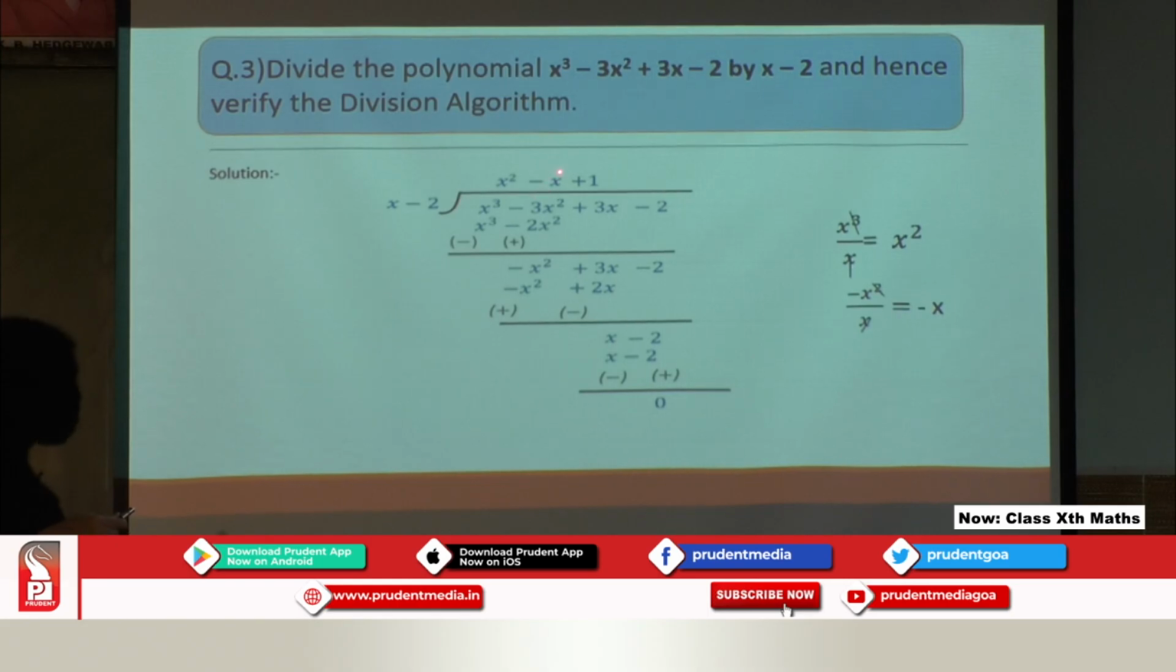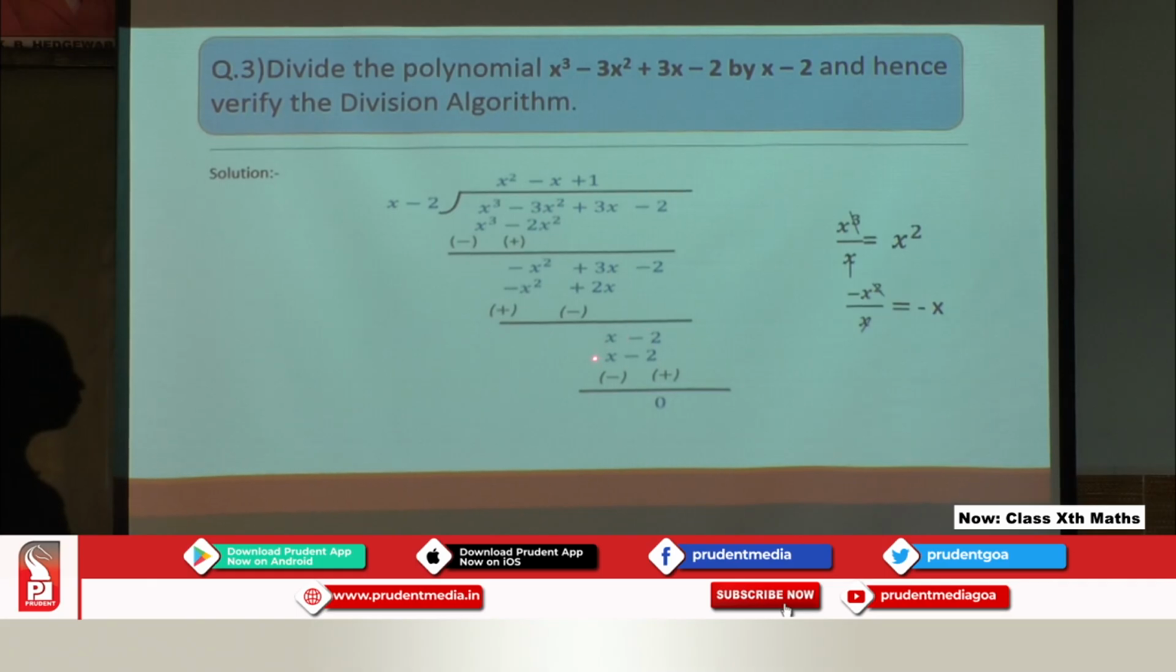Again, this second term of the quotient we should multiply by the entire divisor. So minus x into x is minus x square, and minus into minus is plus, 2 into x is 2x. Again changing signs, negative changes to positive and positive changes to negative. So minus x square and plus x square cancel, and we get 0 here. Now subtract: 3x minus 2x is 1x, and bring down minus 2. Now we got x minus 2.